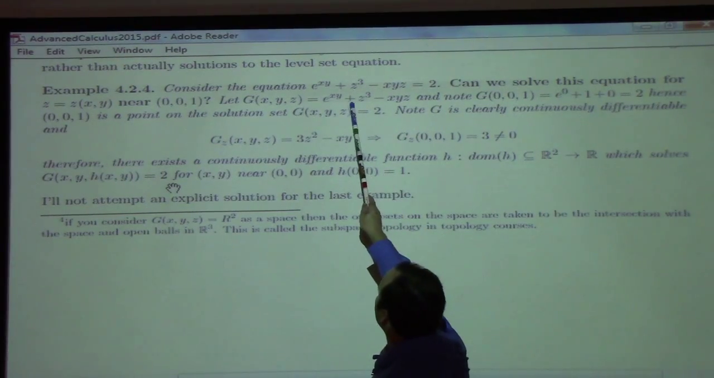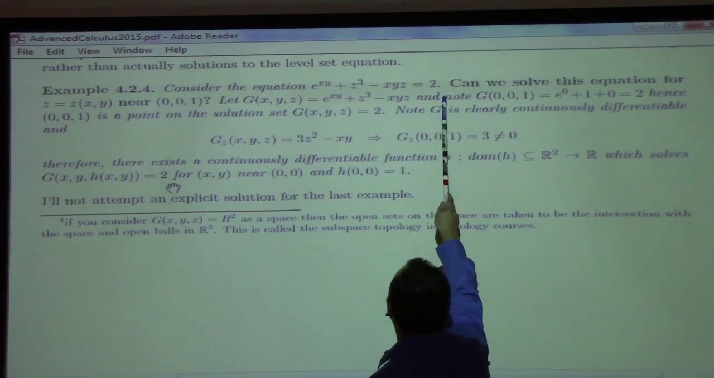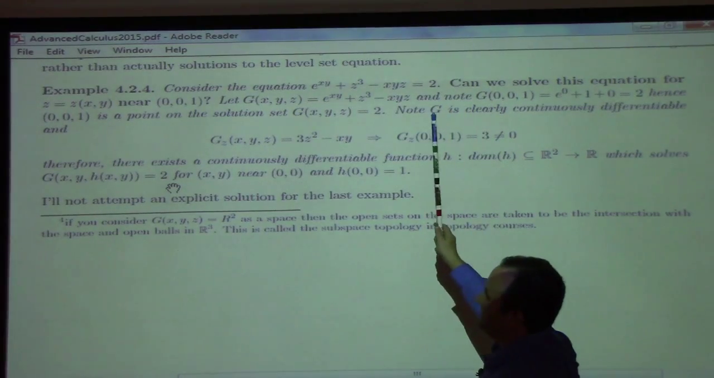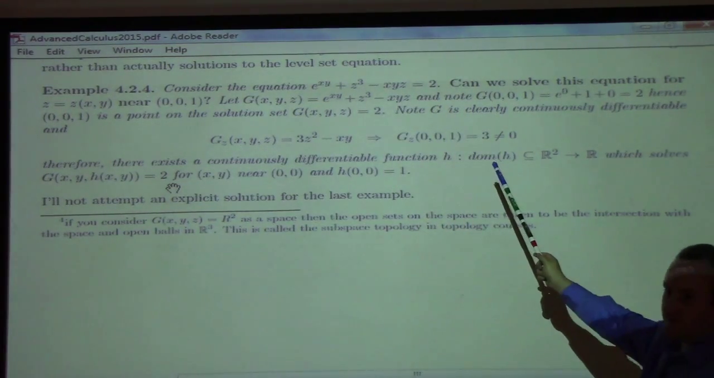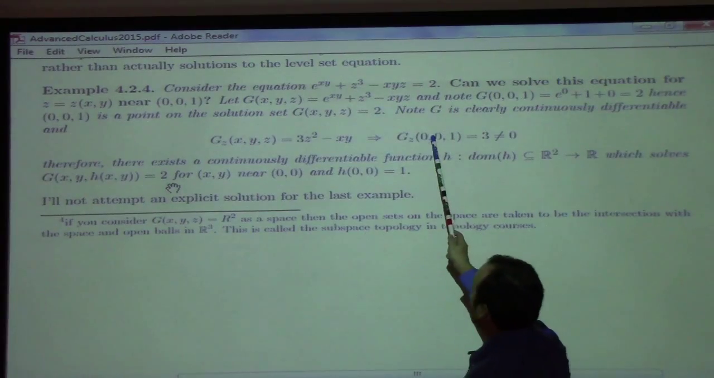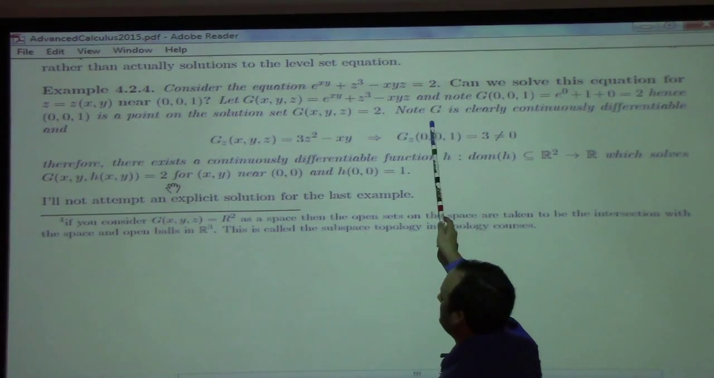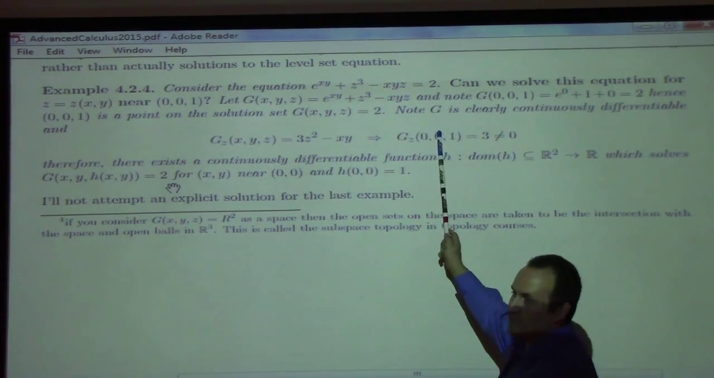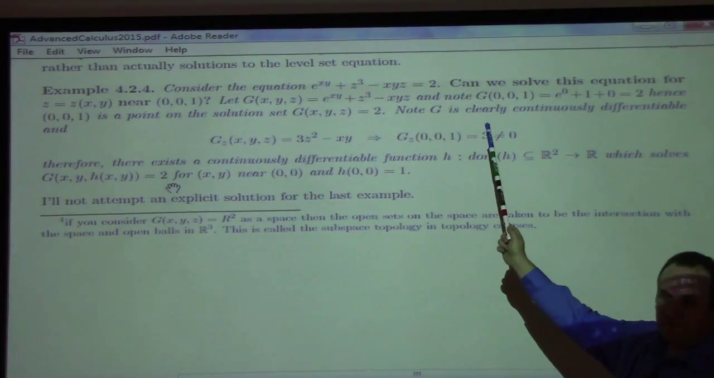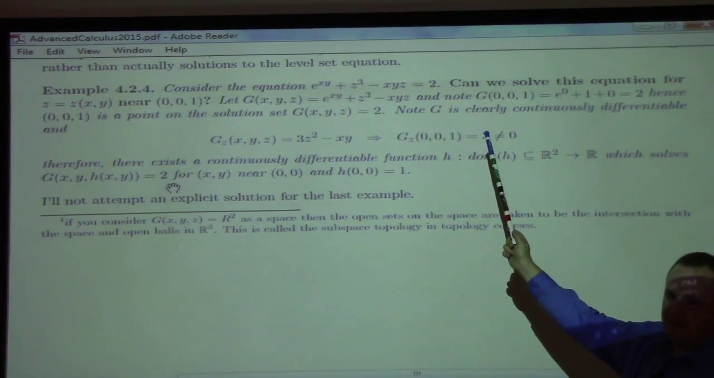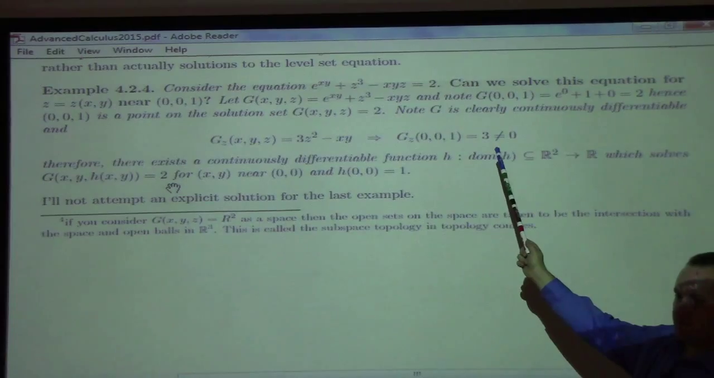So here's a somewhat simple example. I have e to the xy plus z cubed minus xyz equals 2. Can we solve this equation for z as a function of x, y near the point 0, 0, 1? All I got to do is note, first of all, that the function is continuously differentiable. If you take the derivatives with respect to x, y, or z, you get continuous functions of x, y, and z. So we're good to go there.